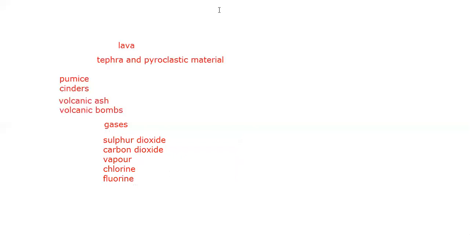Now, we finished looking at the types of lava, the types of the materials ejected. Now we're going to be looking at the types of volcanoes. Firstly, a volcano is what we call an opening or a rupture in the Earth's crust or surface, and it allows hot molten rock, ash, and gases to escape from deep below the surface.